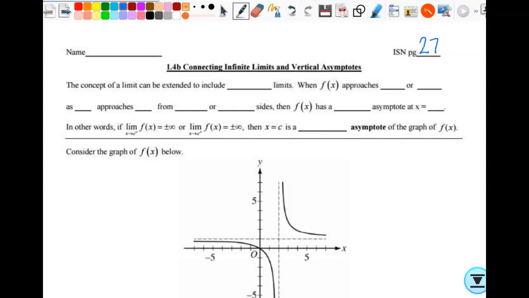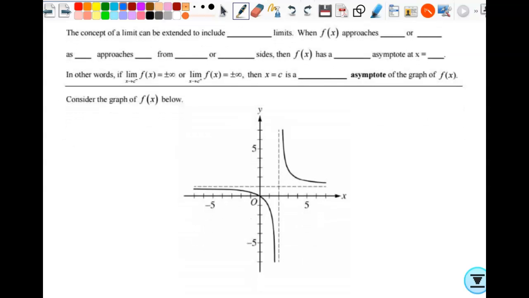All right, so this is going on page 27, so put a 27 up there. And like I just said, we talked about horizontal asymptotes on Friday. We're talking about vertical asymptotes today.